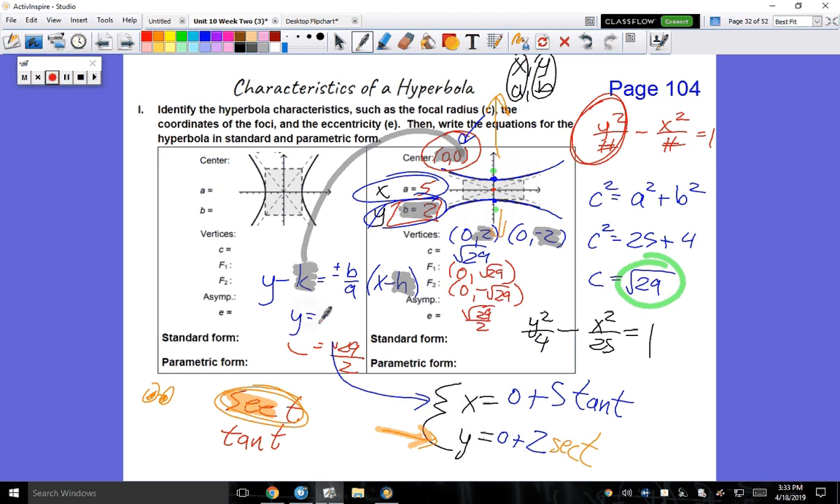So we get y is equal to x. Now you have a plus or minus, and you need to come up with a b over a. So b over a is just going to be 2/5. Done.